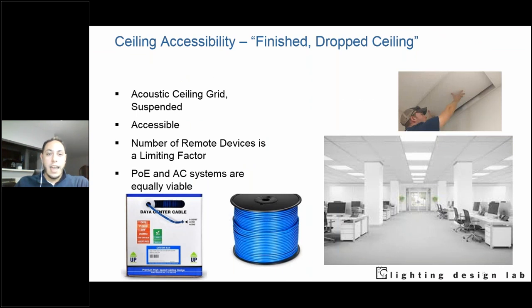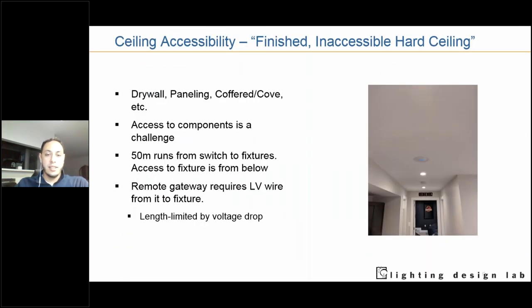When you have a drop ceiling that's very easily accessible, the real limiting factor of what you can have there is how many remote devices and how many drivers can fit in the plenum, and PoE, you can have plenum-specific PoE cable. But when it comes to hard ceilings, it's a little more challenging to access all of your PoE infrastructure, your fixtures, your devices, and your drivers.